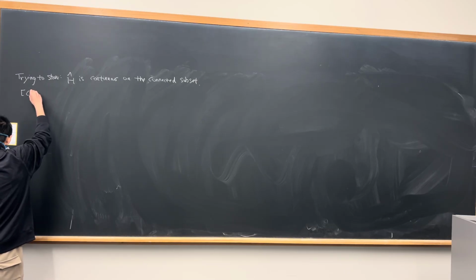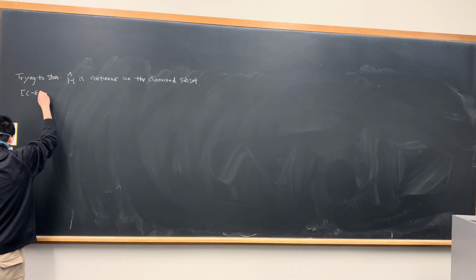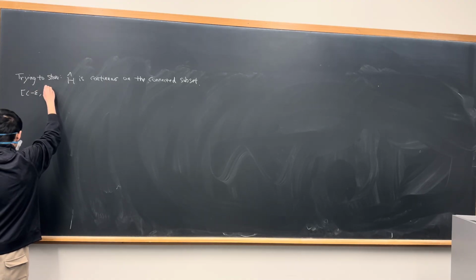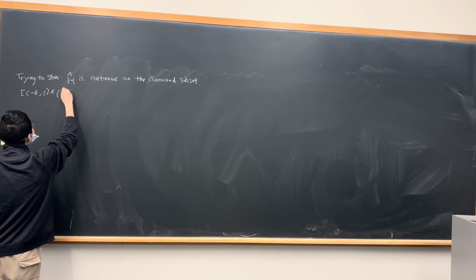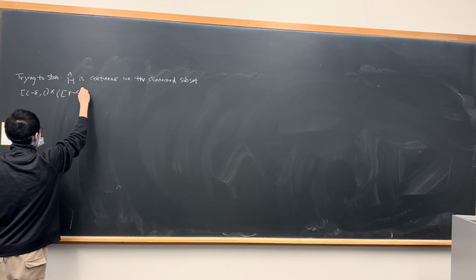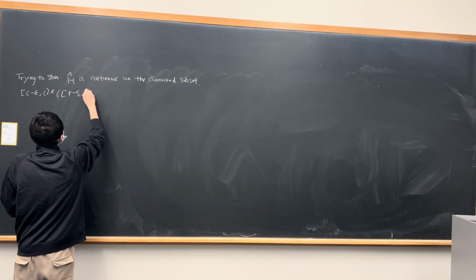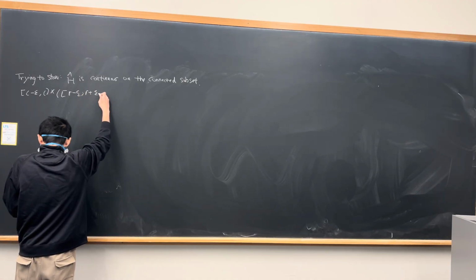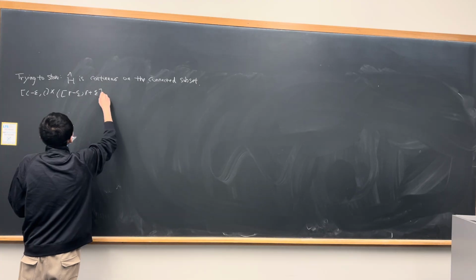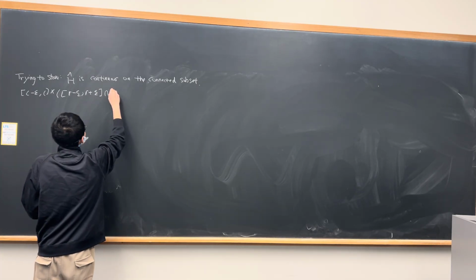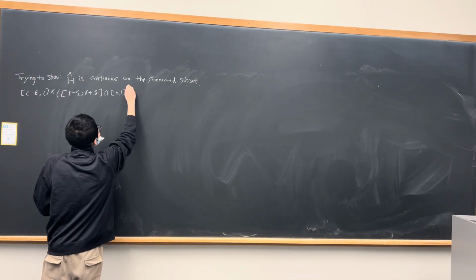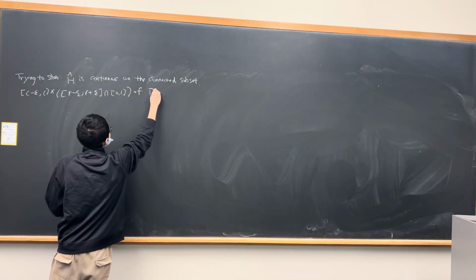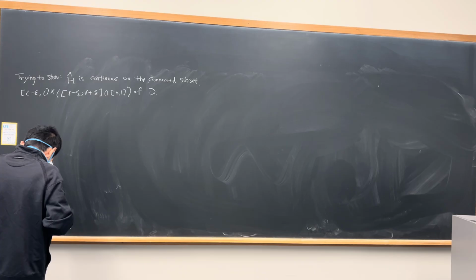So we're going to show that H is continuous on the connected subset (C minus epsilon, C) cross (R minus epsilon, R plus epsilon) intersect [0, 1] of D.